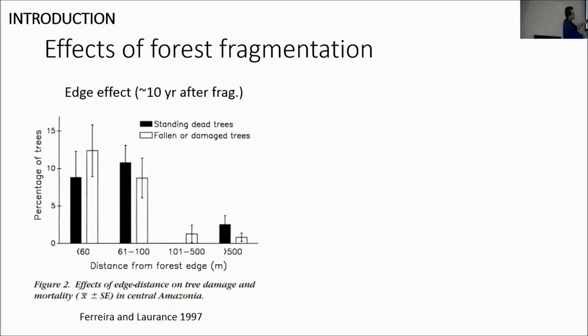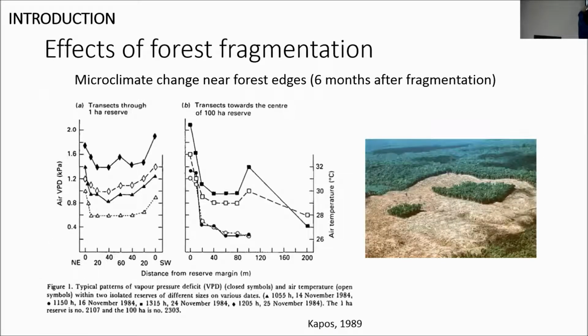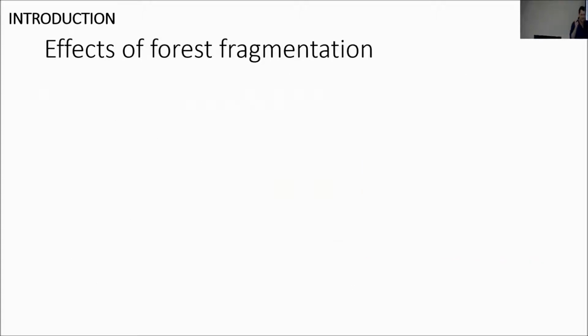And what we can say here is the distance from the edge on the x axis. Close to the edge, there are more dead trees, a higher percentage of trees with mortality. And as you go into the forest fragment, more than 500 meters, the mortality of the trees decreases. This is 10 years after the fragmentation. The first one was 6 months after. It's important because time is really important too.